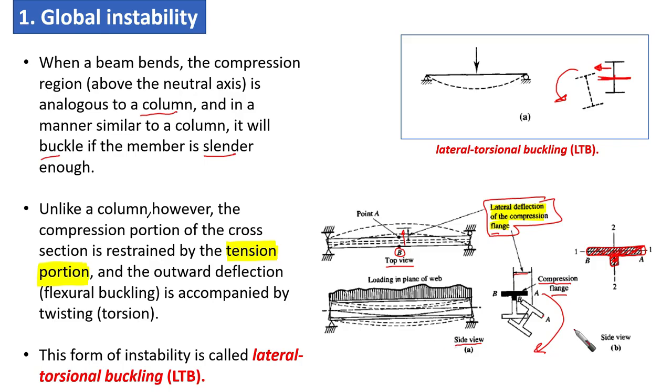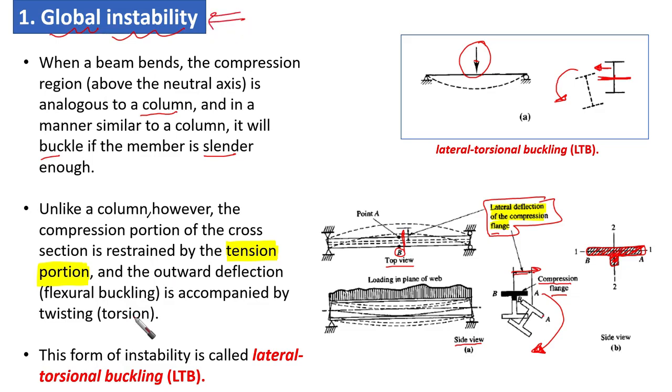Okay, so this is what we call global instability. Under flexural or vertical loading, the beam is going to move laterally, and at the same time it is going to twist around an axis. It is going to move laterally and twist. Okay, so this is what we call the global instability.